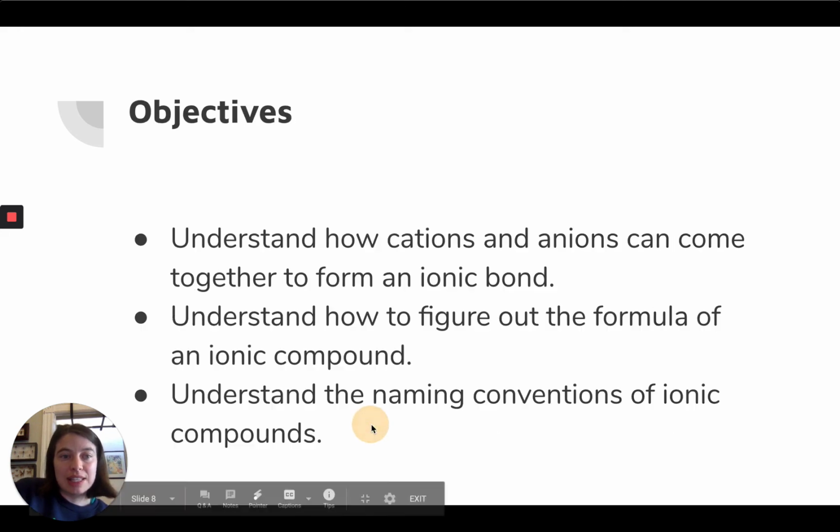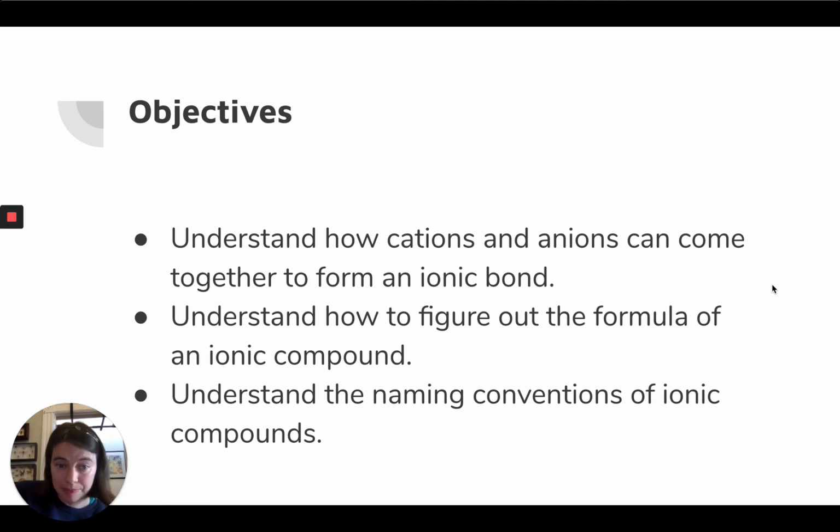So let's take a moment and review. We talked about how cations and anions come together to form an ionic bond, and that you can figure out the formula of an ionic compound by balancing the charges, figuring out how many of this thing and how many of that thing you will need in order to have the compound as a whole be neutrally charged. And we talked about the naming conventions of ionic compounds. So the name of the cation followed by the name of the anion.